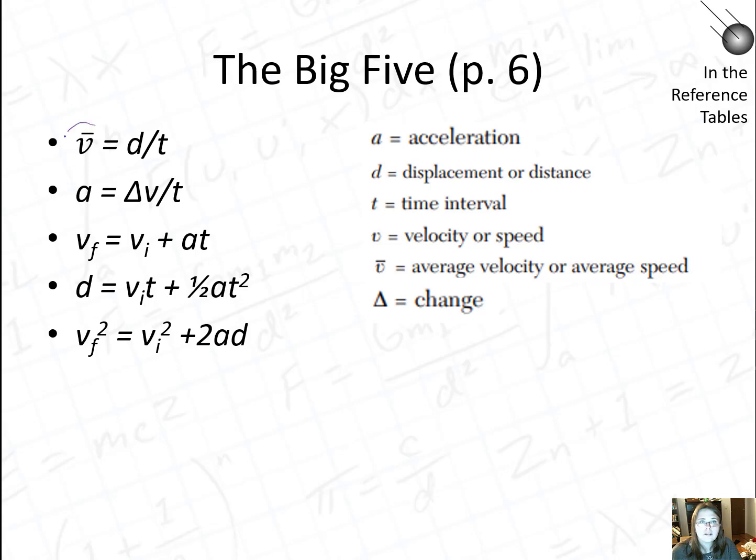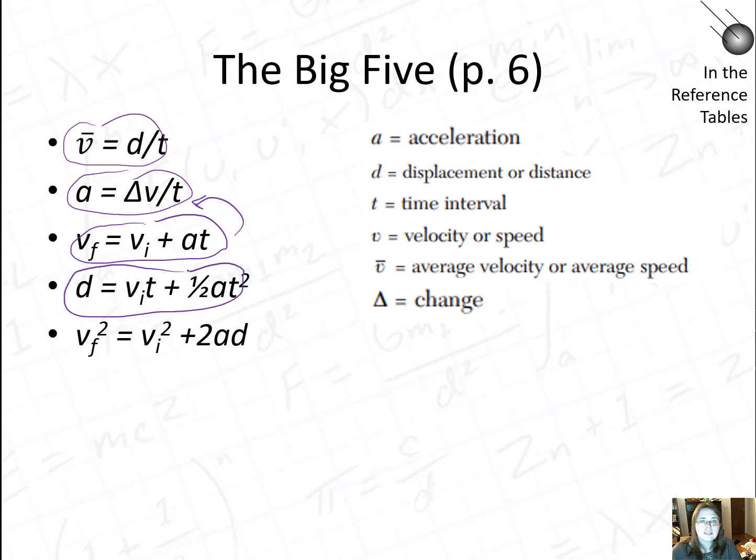All right, so we have 5 equations we're going to be working with. We already talked about the average velocity is equal to the distance divided by time, and the acceleration is equal to the change in velocity divided by time. We also have the final velocity is equal to the initial velocity plus acceleration times time. This is the same as this one, it's just rearranged. And then we also have distance is equal to the initial velocity times time plus 1/2 times acceleration times time squared.